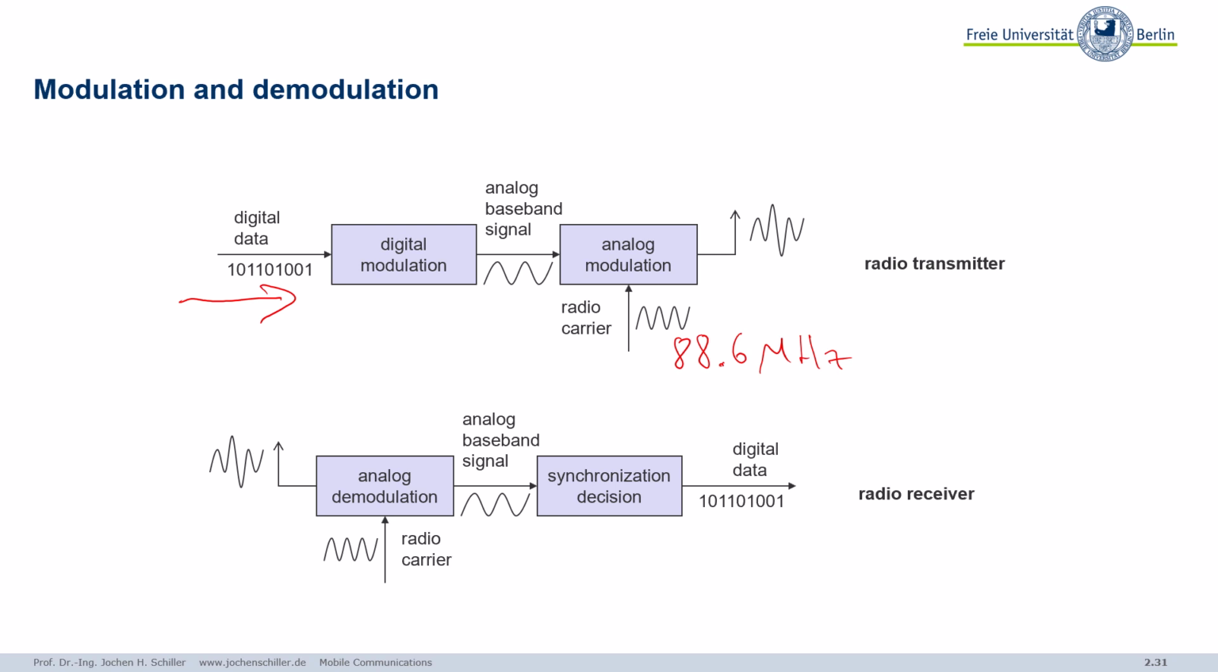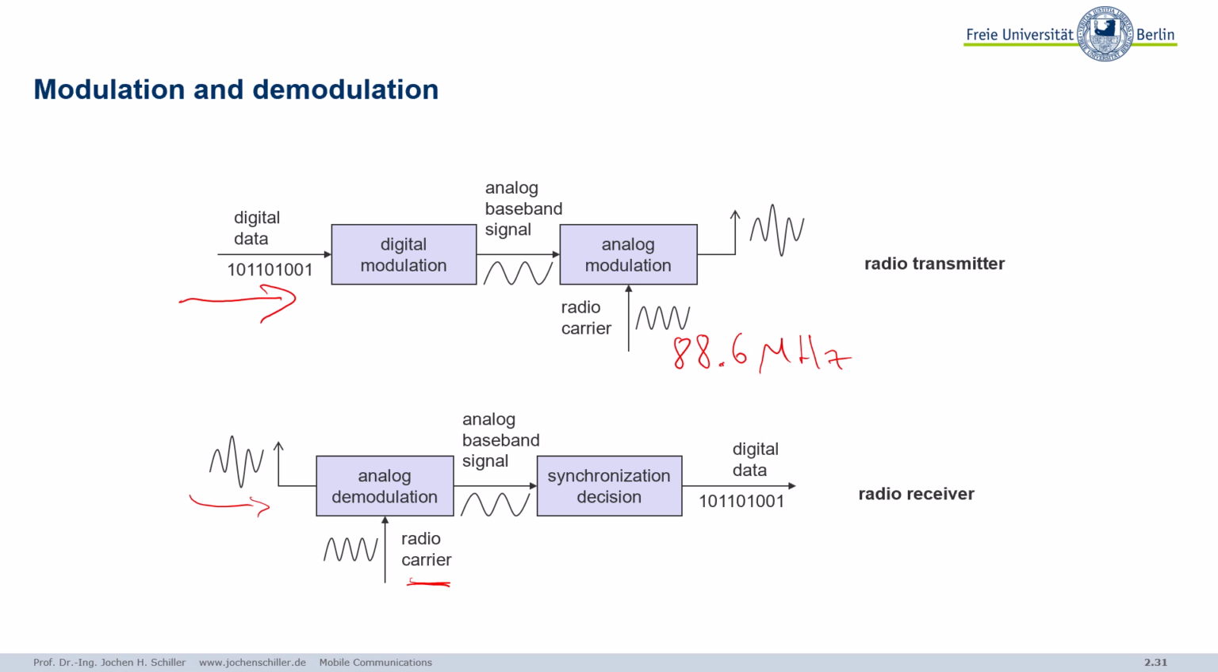On the receiver side, you receive the signal over the air. You have to know the radio carrier. That means you tune into a certain station. That's exactly what you do at your classical radio. You tune into a station. That means you adapt the radio carrier. And this allows for the analog demodulation. You create the analog baseband signal.